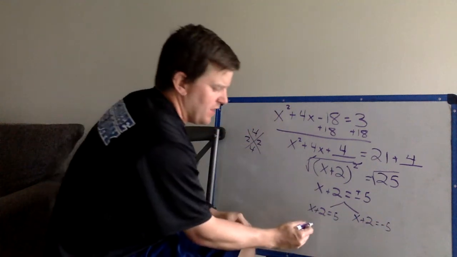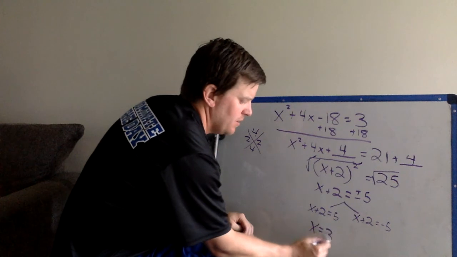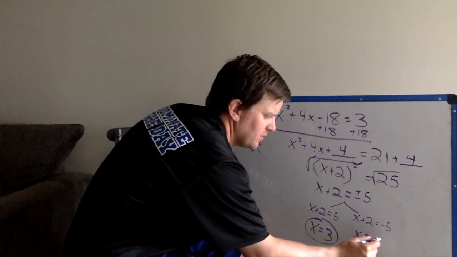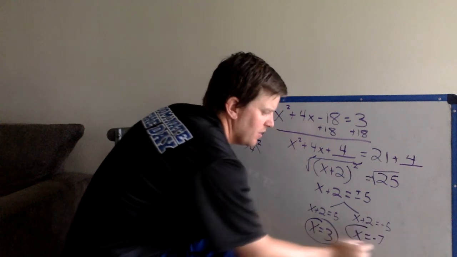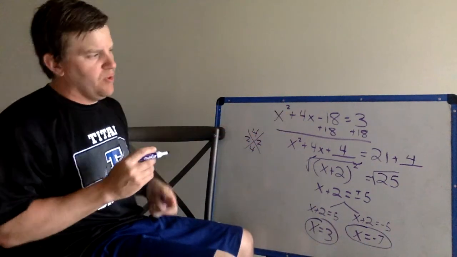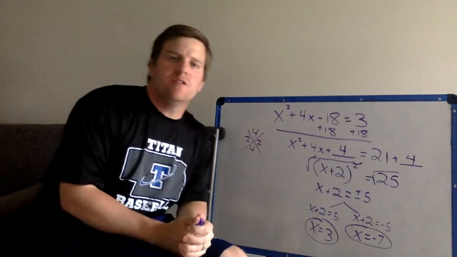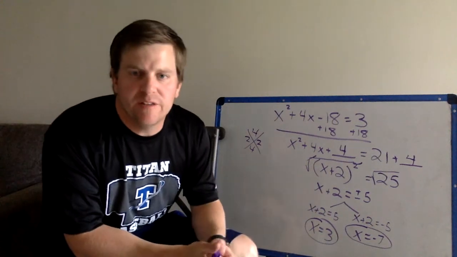And we're going to solve. Subtract 2, we get x equals 3. Subtract 2, we get x equals negative 7. Both of those answers would work if we were to plug them in. So that is solving quadratic equations by using completing the square.